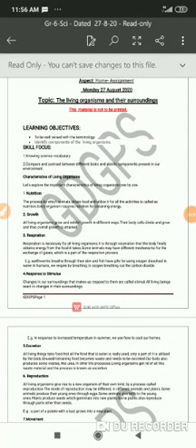So today we'll be discussing the living organism and their surroundings from your science textbook, chapter number 9. In this chapter, we will try to understand the basic characteristic features of a living organism. The first basic characteristic feature of a living organism is cellular structure. What do we mean by the cellular structure?